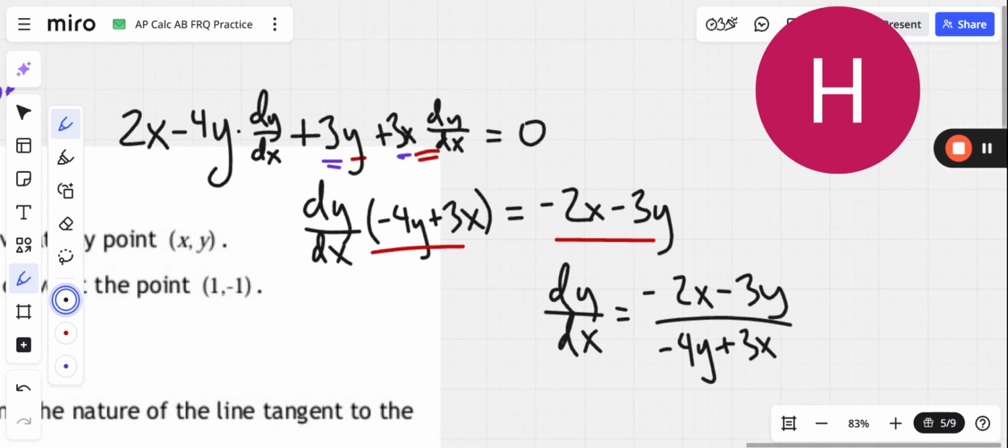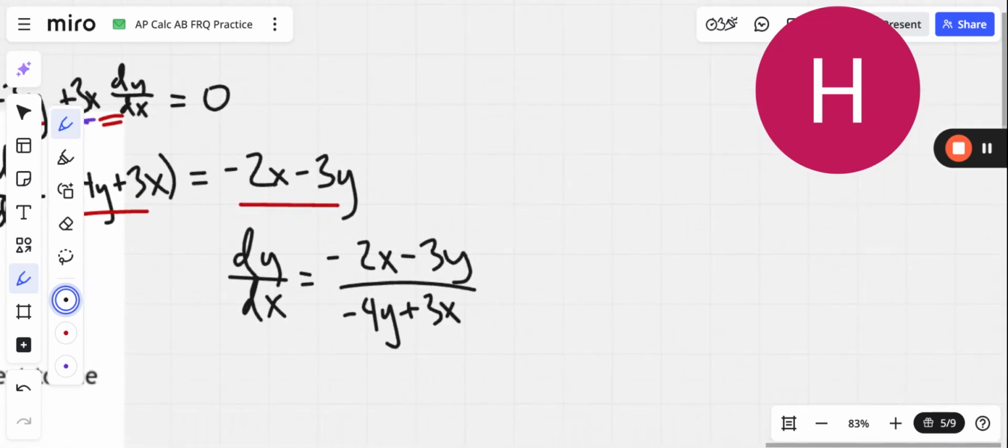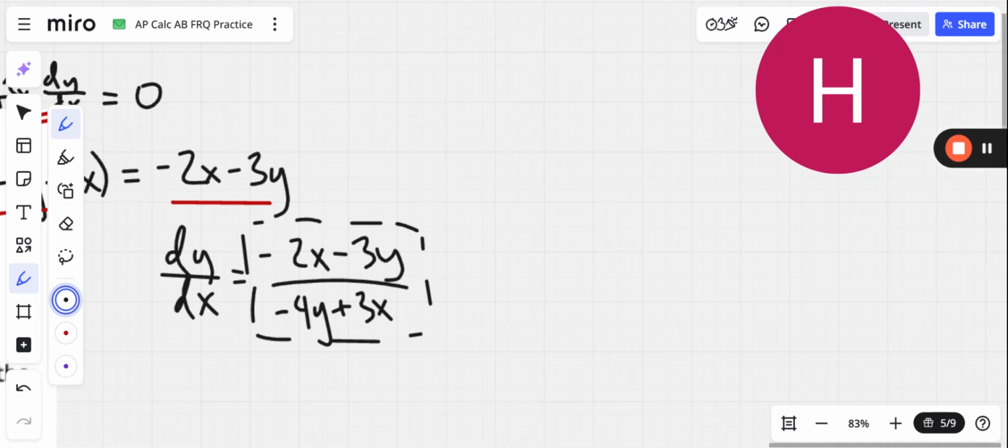I want to take the moment to mention that if you got this question on multiple choice and were asked to find dy dx, it's possible that they wouldn't have the answer looking exactly like this. The AP exam likes to trick you with the way they present the answer on the multiple choice.